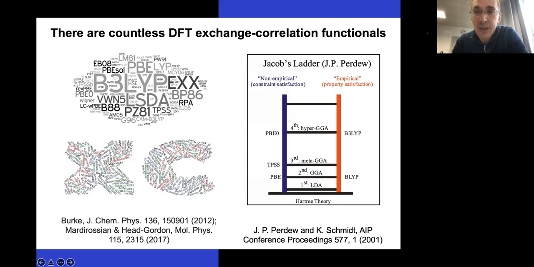One very useful conceptual way of categorizing exchange correlation functionals is the Jacob's ladder concept, where the complexity of a given exchange correlation functional increases as we ascend the ladder, going from the ground to higher and higher rungs. We start with the simplest approximation for exchange and correlation, the LDA, then we have the generalized gradient approximation and so on, as we go higher and higher on Jacob's ladder.